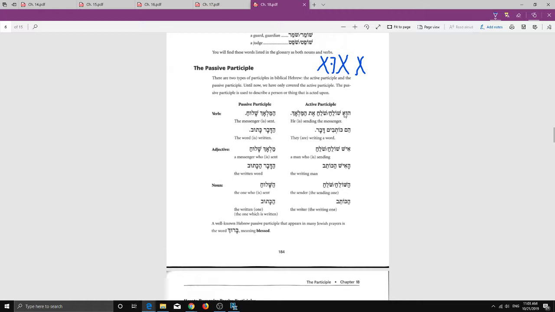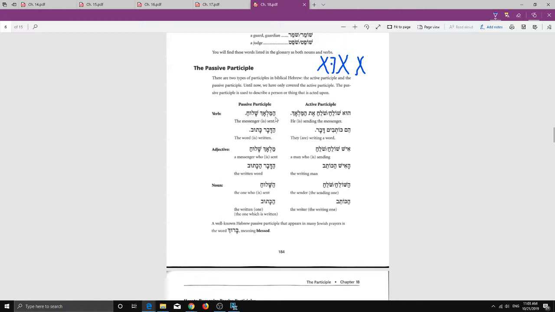Okay. So he is sending the messenger. Ha-malach shaluach. So notice in this word there is a furtive patach here, so that patach will be pronounced before the chet. And that's not so much to do with passive participles as much as it is just with this verb.